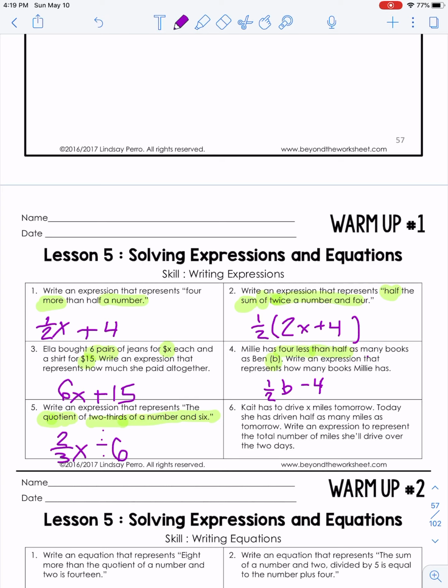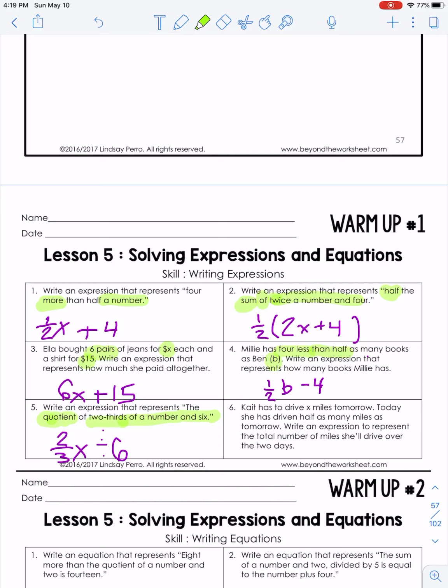And our last one, I want you to try. Kate has to drive X miles tomorrow. Today she has driven half as many miles as tomorrow. Write an expression to represent the total number of miles she'll drive over 2 days. So we have to write an expression for both days. So think about what she drives each day.